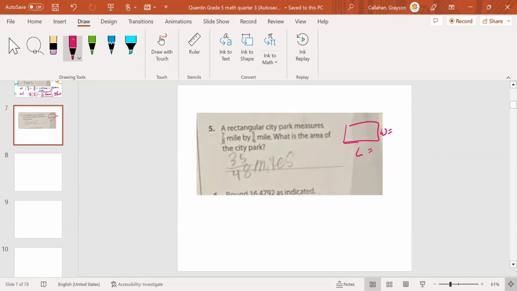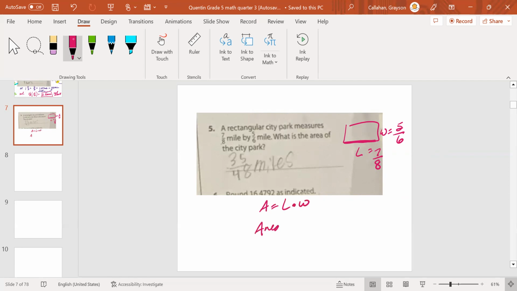The length, do you see how the length is longer right here? This is longer. No, don't change your answer. I'm not saying your answer is wrong. The length is gonna be 7 over 8. The width is 5 over 6, right? So to find the area is length times width, okay?